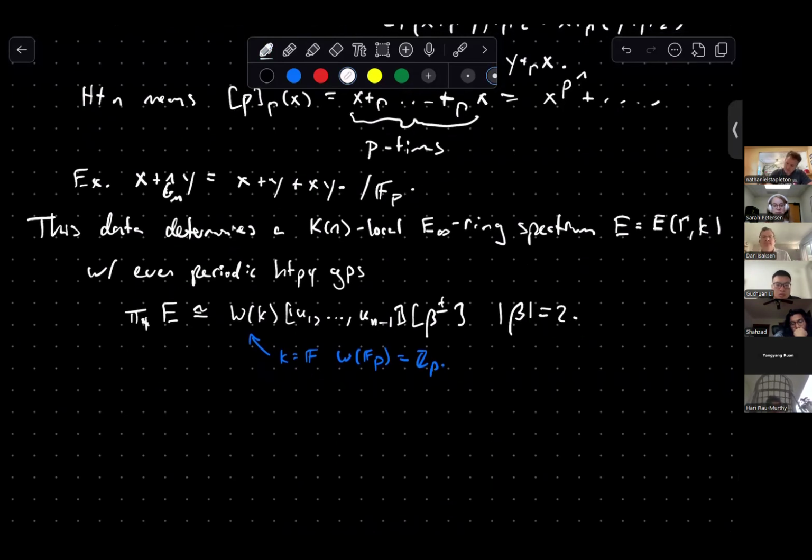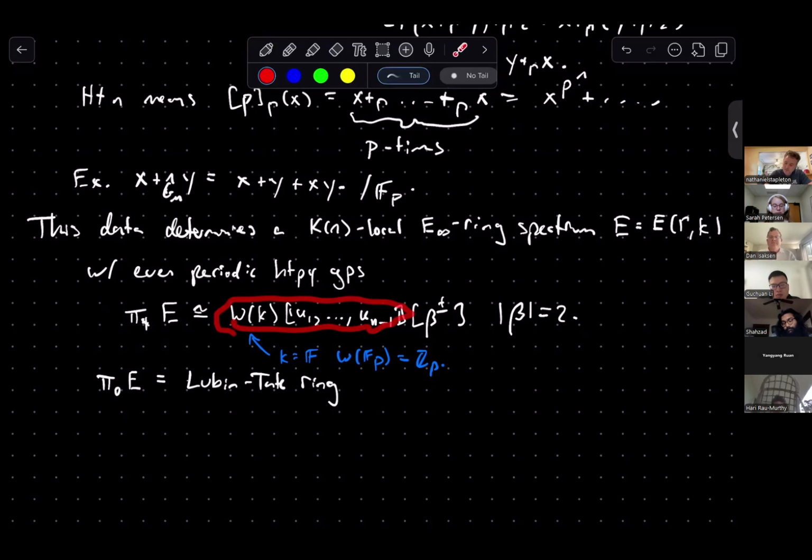And pi naught of E is canonically a special ring that shows up. It's called the Lubin-Tate ring, which is a ring from arithmetic geometry. And it's a complete local ring. It's exactly this part of the coefficients. The p-typical vectors on K is also a complete local ring with maximal ideal given by P and whose quotient is K.